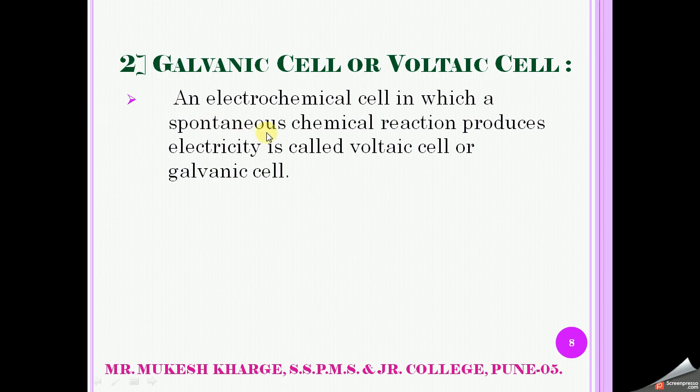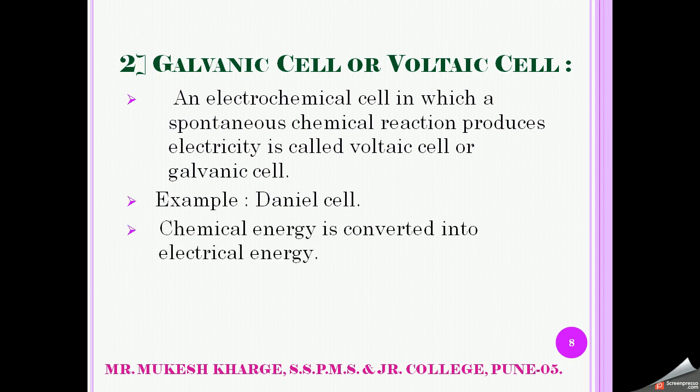Here we don't require any external source to carry out the reaction. The reaction can take place on its own. That's why it is spontaneous and it generates electricity. So an example is the Daniell cell. Here electricity is generated. That means there is a conversion of chemical energy into electrical energy. Here anode is negative while cathode is positive. So let us discuss the Daniell cell in detail.